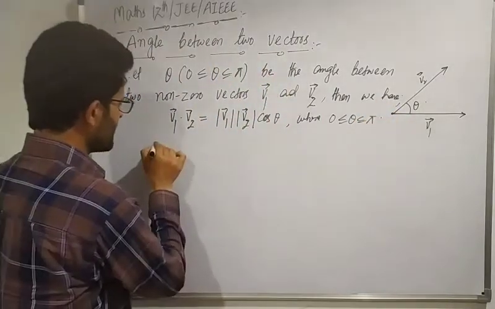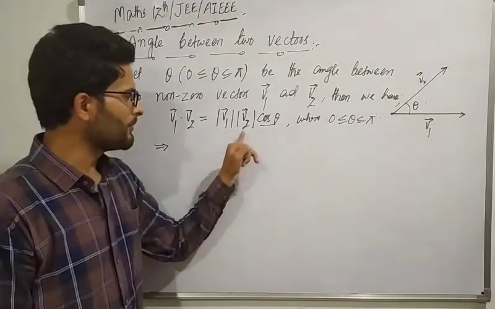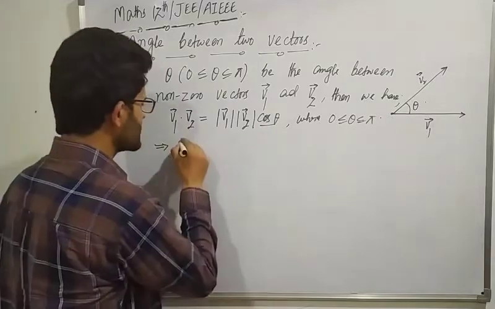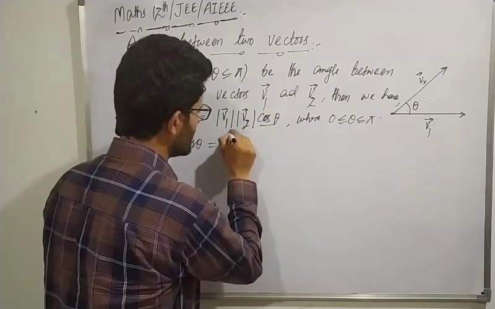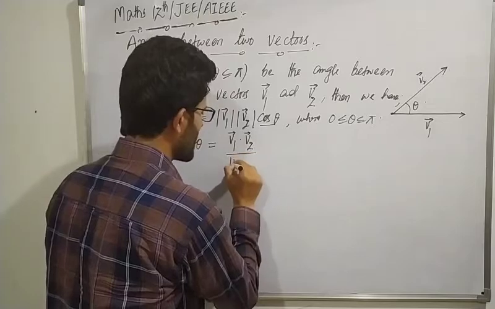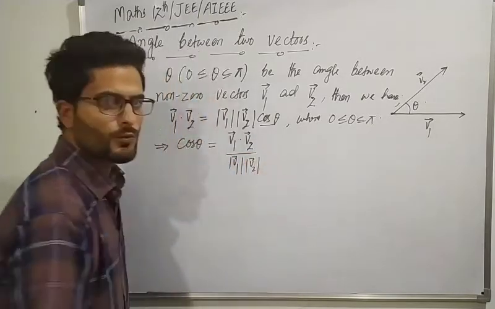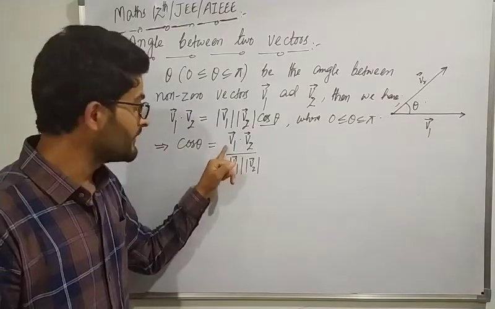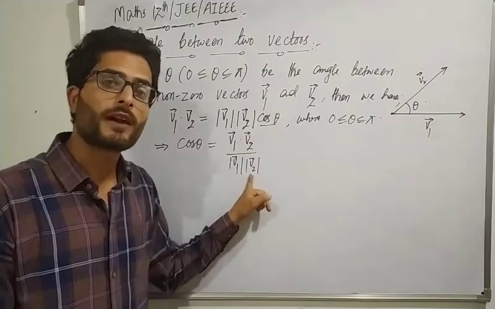So this can be further written as follows. Keep cos theta on the right-hand side, and bring the magnitudes of v1 and v2, which are scalars, to the other side, so they divide and cos theta remains. So cos theta must be equal to v1 dot v2 divided by magnitude of vector v1 into magnitude of vector v2.